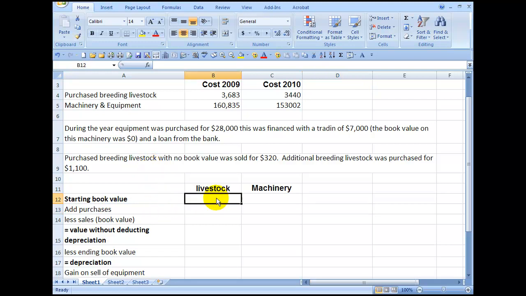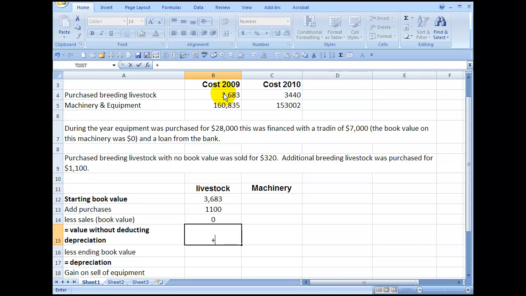So down here for our livestock, we can start out with our beginning amount and put that in. Our purchases would be, in this case, $1,100, and our sales, in this case, it was $0 because there was no book value.